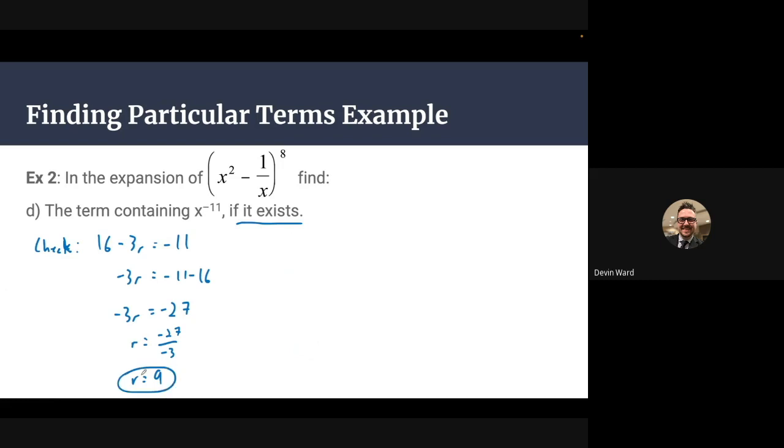So do I sub that in? No, remember, my n is 8. So r must be between 0 and 8. Therefore, there is no such term. Because r would be greater than n.